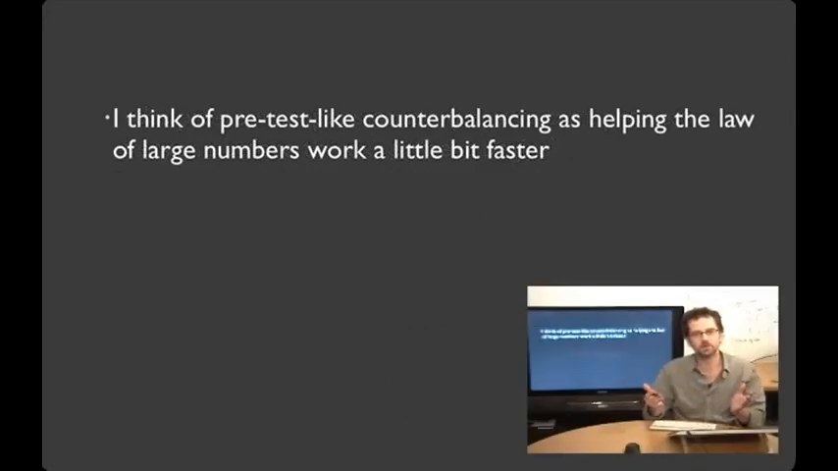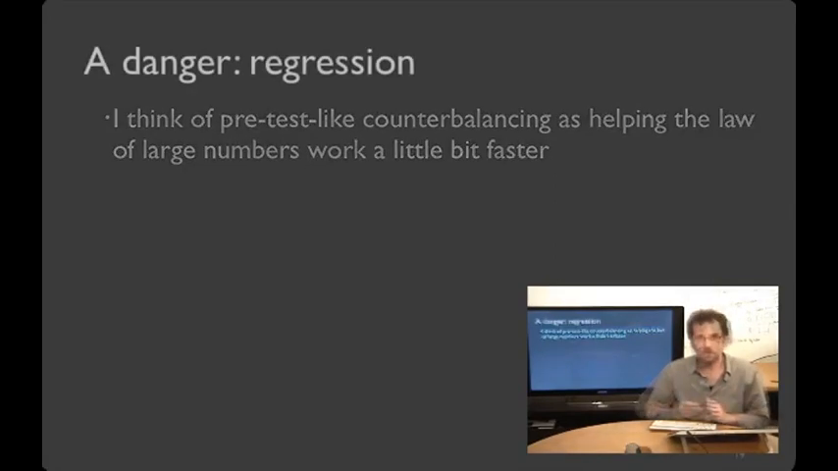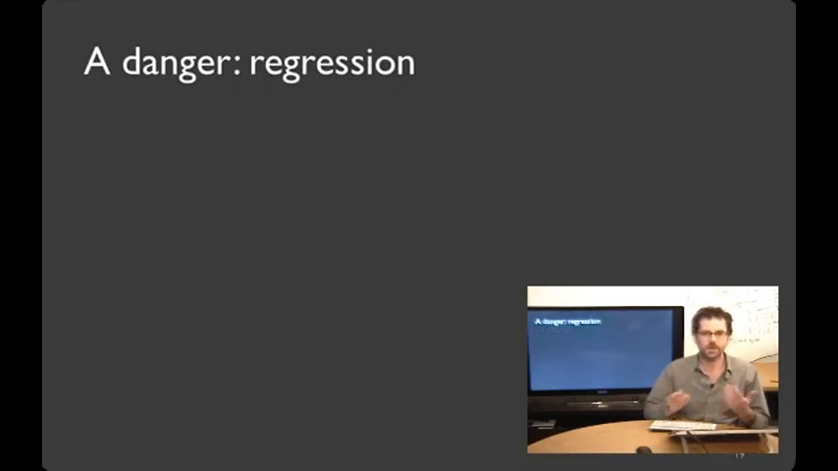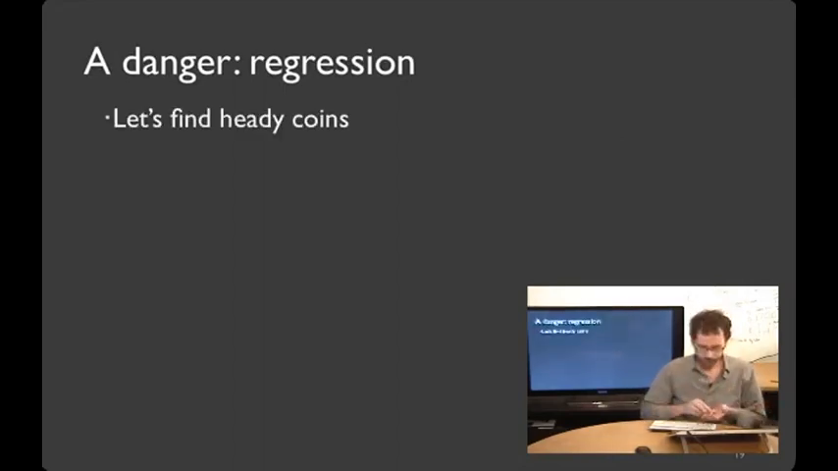There's lots of ways that you can do this kind of counterbalancing. In general, all of them are achieving the same thing, which is try and help the law of large numbers that you get in a between-subject study work a little bit faster. Now, there's a danger of assigning people based on a pretest that I'd like to warn you about.